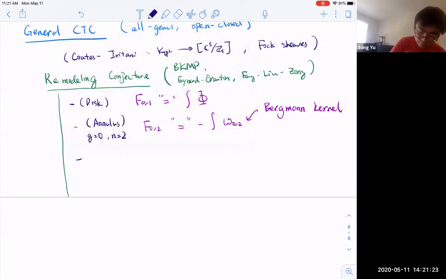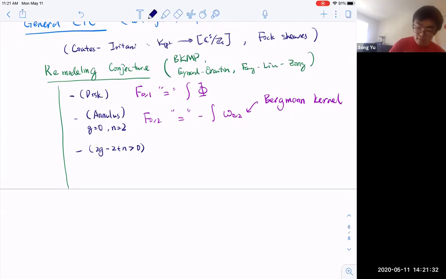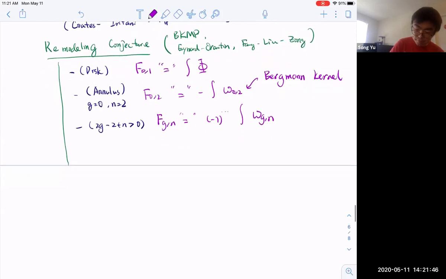And in the general case, if 2g minus 2 plus n is positive, so this is like the stable case, then in general F_gn is roughly the same as some sign factors times the integral of an n-form, omega_gn. These are invariants coming from the Eynard-Orantin topological recursion.